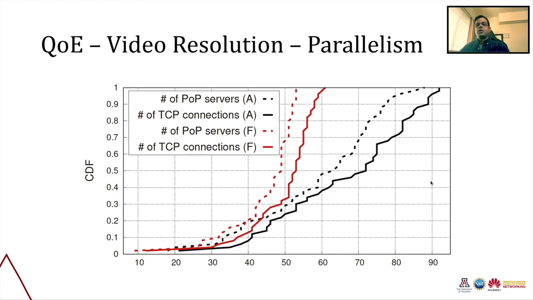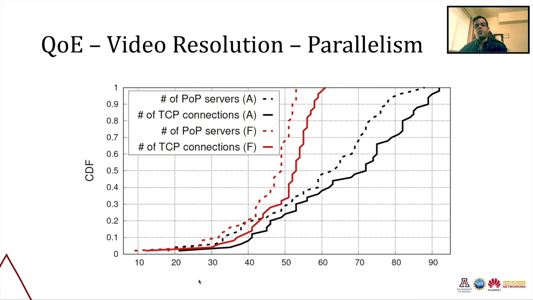To answer this question, let's look at this figure. This figure shows the number of Akamai and Fastly servers that contacted the video servers plus the number of TCP connections that were established for a single video streaming. For example, if you take a look at this point, you can see that during 90% of all video playbacks, Fastly downloaded the audio and video files by establishing more than 38 TCP connections by using over 30 different servers.